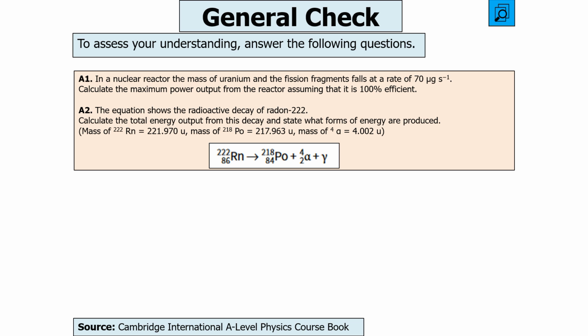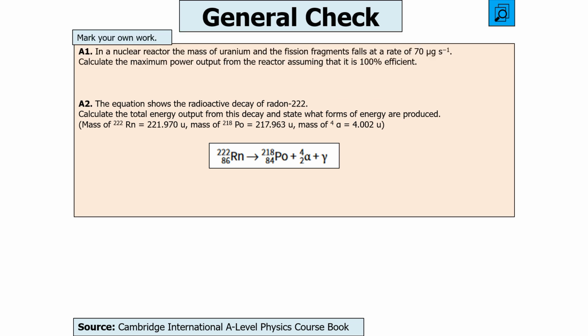The next question says, in a nuclear reactor, the mass of uranium and the fission fragments falls at a rate of 70 micrograms per second. Calculate the maximum power output from the reactor, assuming it's 100% efficient. The equation below shows the radioactive decay of radon-222. Calculate the total energy output from this decay and state what forms of energy are produced. So pause the video now, then unpause the video when you want to go through your answer.